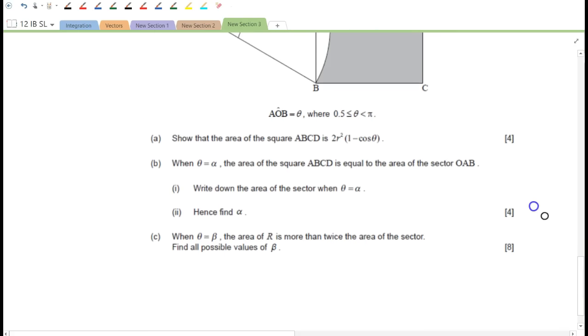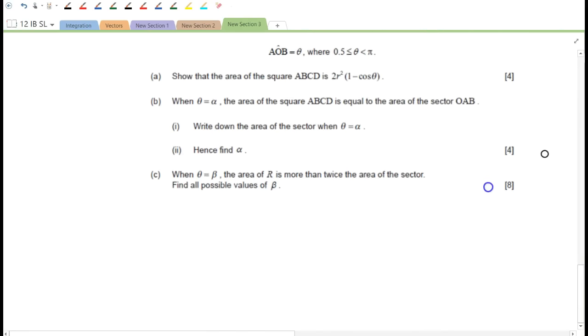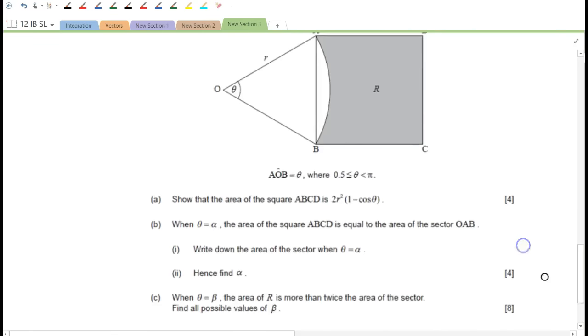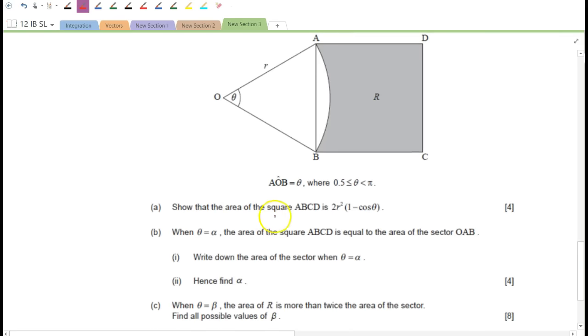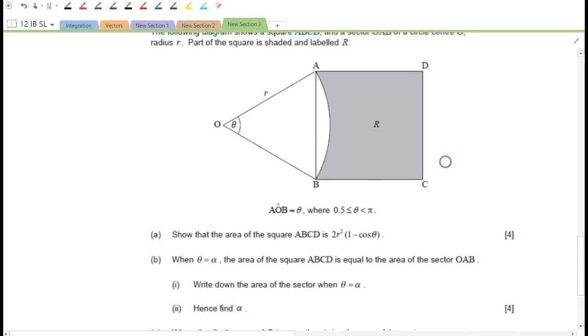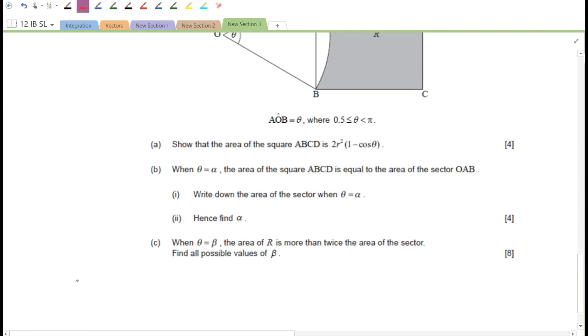Okay, so now to question 10, and what we've got here is a square ABCD and a sector OAB. Part of the square is shaded, so this is R in here, right? So shaded, the area of the square is 2R squared, so we're just looking for the area of this square here. So clearly we need one of the sides. It's going to be AB, isn't it? AB is going to give us a clue. So if we find out what AB is, we'll be right.